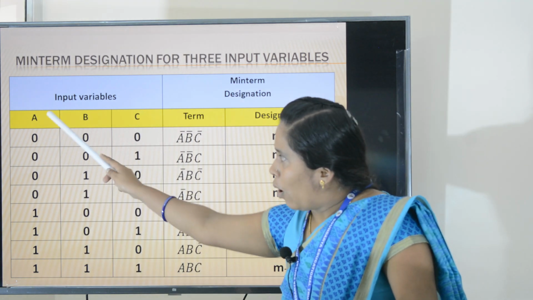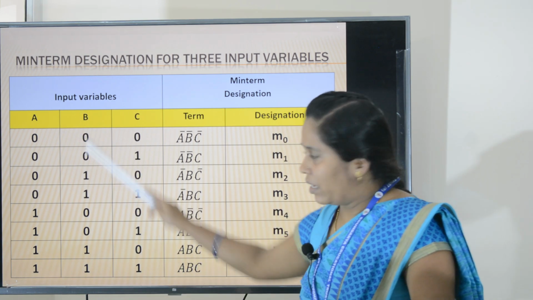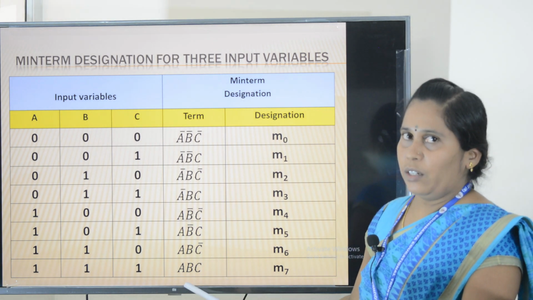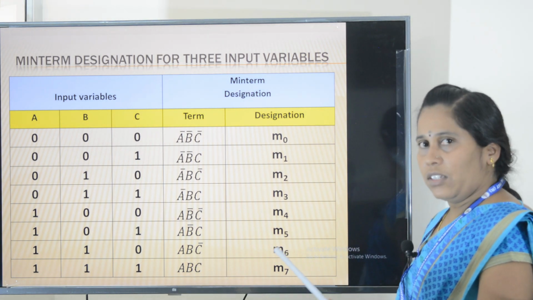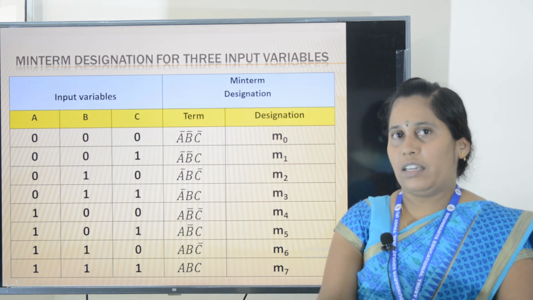The last one is all the variables are 1, 1 and 1. A is 1, B is 1 and C also 1. The product term is A into B into C and the minterm designation is M7. So this is the minterm designation of 3 variables.